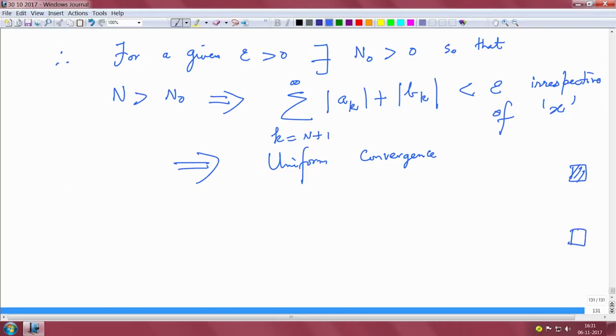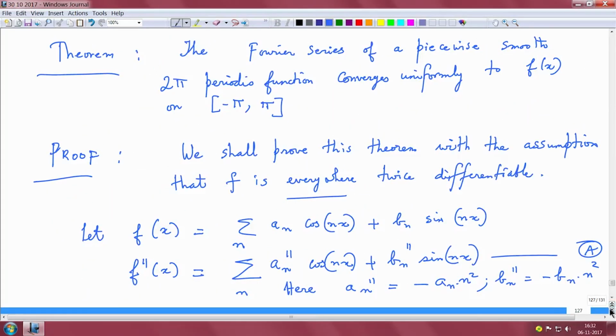So I would just close the proof of this lemma here. I will also close the proof of this theorem saying use the lemma to conclude the theorem. Okay. So this is a very important result. I think it is a significant theorem. The theorem starts here and it ends after the lemma is proved, as a consequence of the proof of the lemma. So the Fourier series of a piecewise smooth 2 pi periodic function converges uniformly to f of x on the interval minus pi to plus pi. So we will stop here.